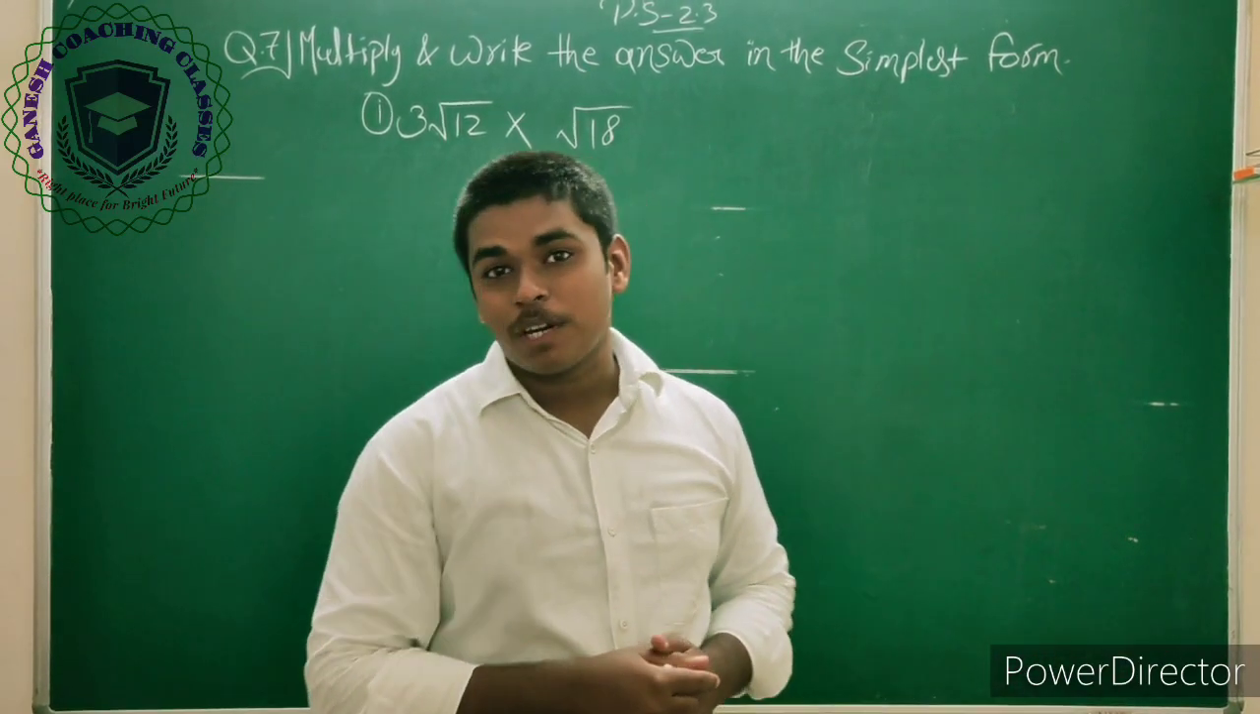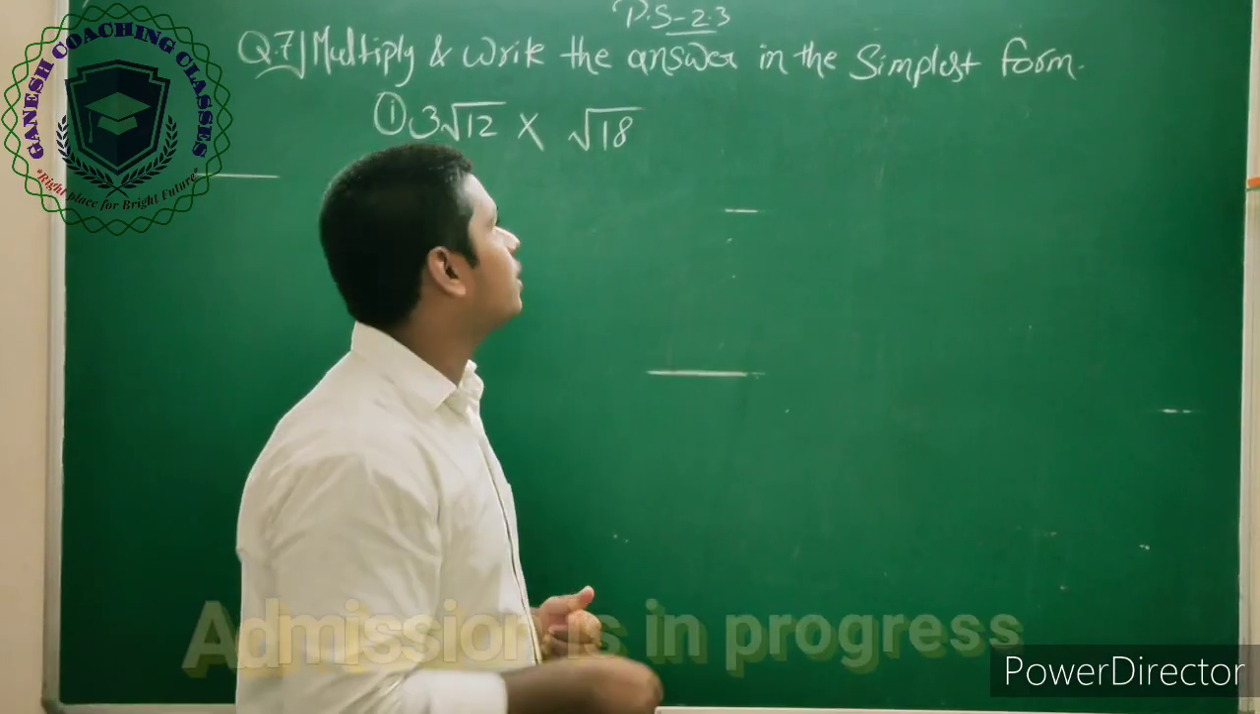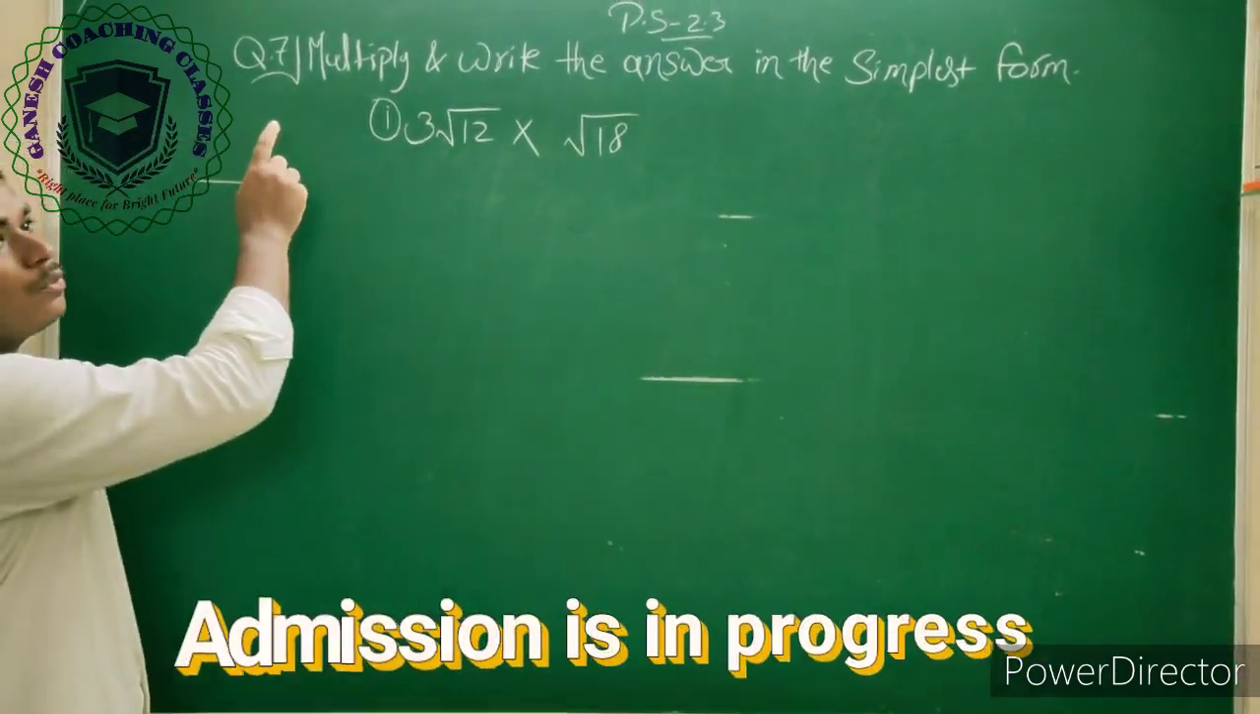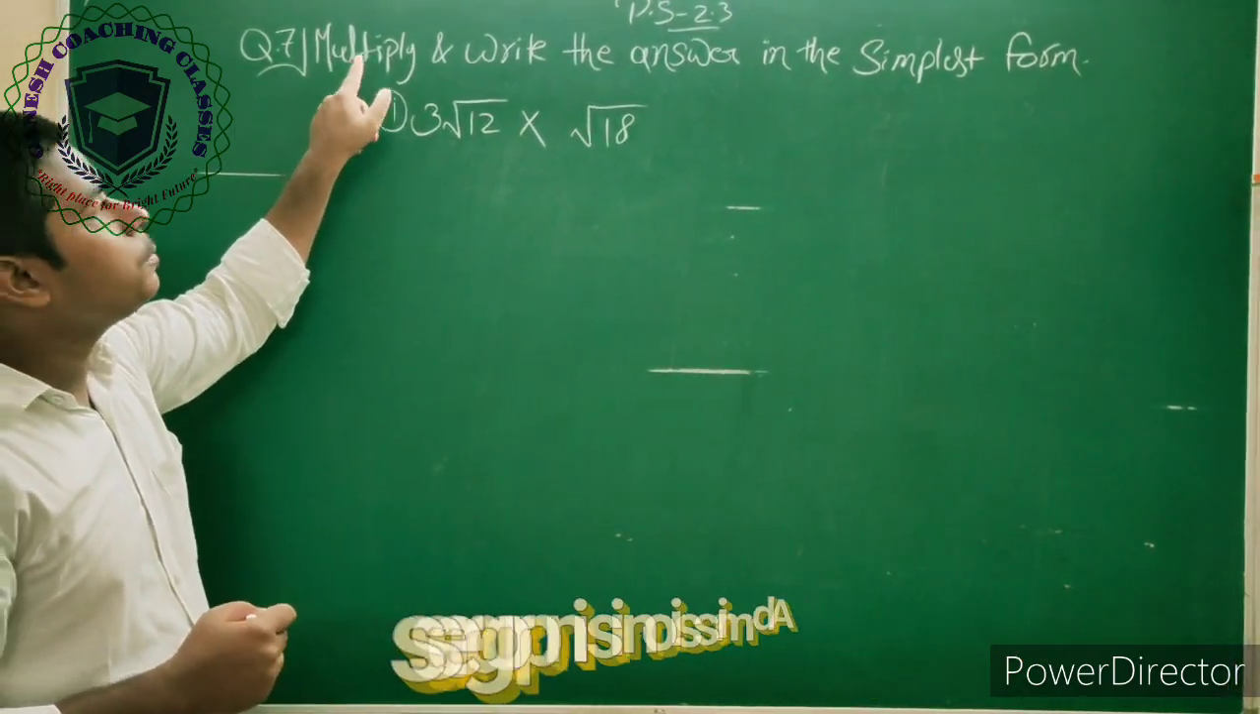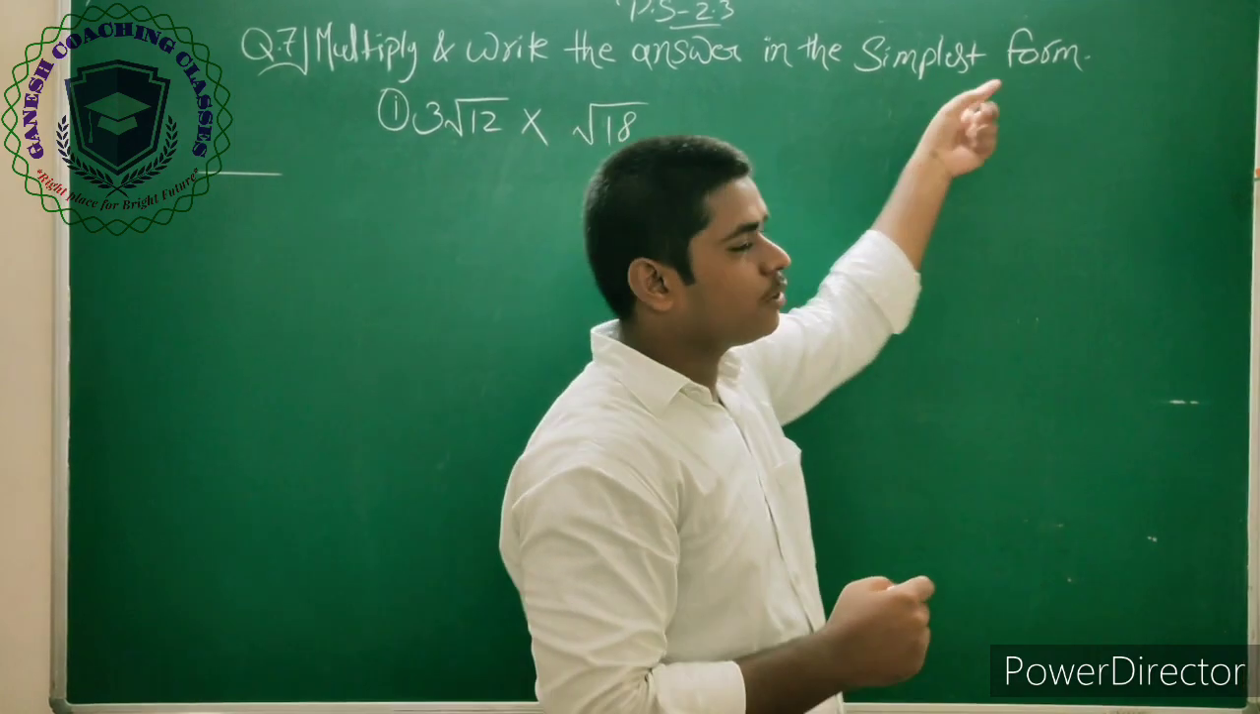Earlier we started practice at 2.3, in which we completed till question number 6. Today we are going to solve question number 7. First of all, read what is given here. Multiply and write the answer in the simplest form.